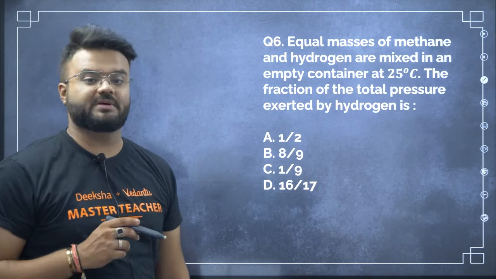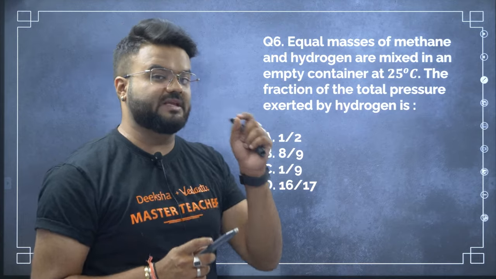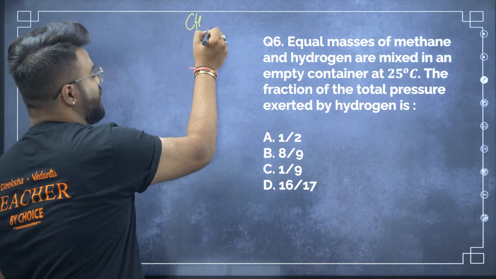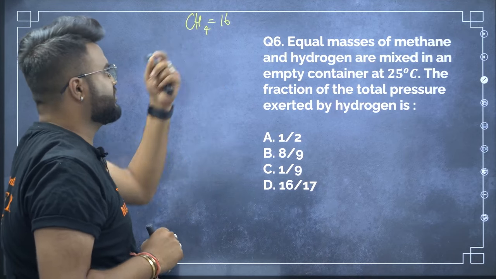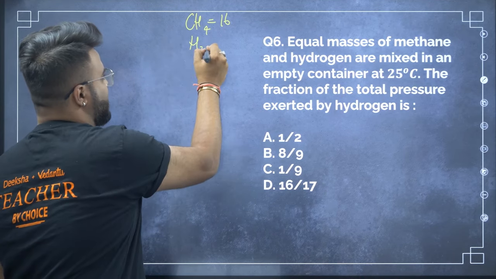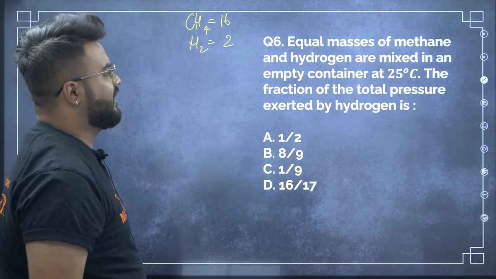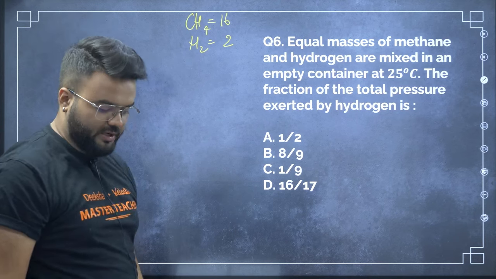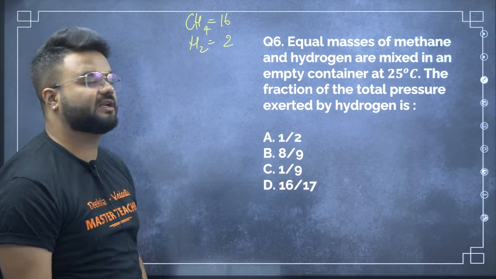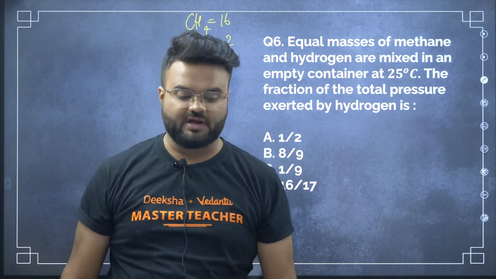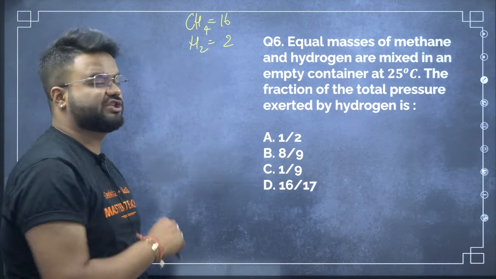Now coming back to question number 6. Equal masses of methane and hydrogen are mixed. Equal masses of methane, that is CH4. What will be its molecular mass? That is 12 plus 4, 16. Then hydrogen, that is 2, okay? The molecular mass is taken, and they are mixed in an empty container at 25 degrees Celsius. Now, the fraction of the total pressure exerted by hydrogen is what we have to find out. We know that methane's molecular mass is 16 and hydrogen's is 2.